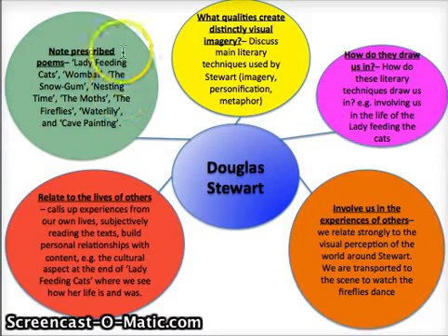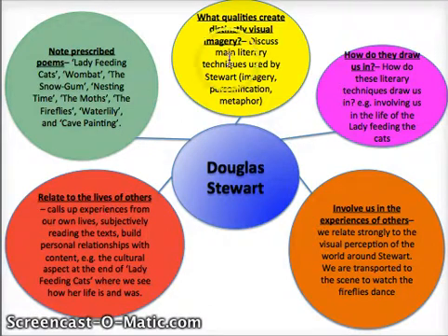Firstly, I want you to note the prescribed poems. So in the question we saw a list of poems. It is in your best interest to refer to the poems on the list. That's why the list is there. Then we're going to look at what qualities create distinctly visual imagery. To do that, we'll discuss the main literary techniques used by Stewart. For example, we might look at imagery, personification, metaphor. It's a very long list, and you need to write down all of the elements and literary techniques that you want to discuss and find examples of those in the poetry.